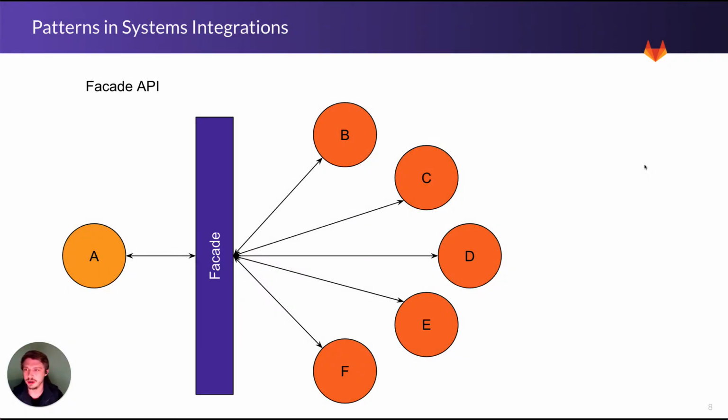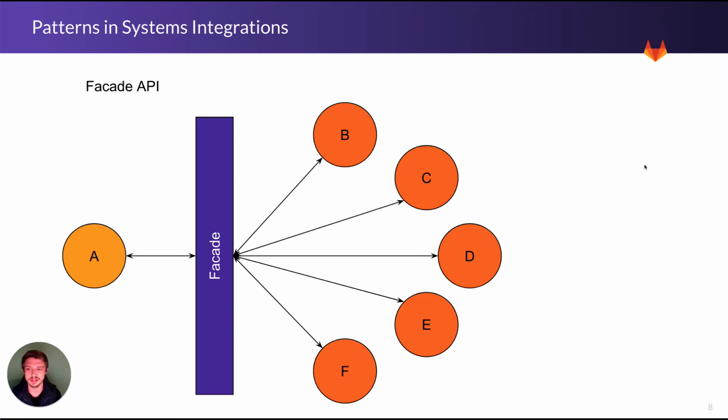And then the last one I want to look at is the facade API, which is basically the same as the facade pattern within object-oriented programming. Basically, you hide the complexity of downstream systems and APIs, and also the business logic to interact with those systems and APIs behind a facade layer.